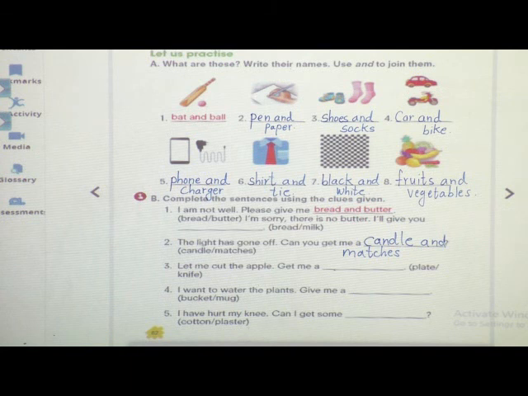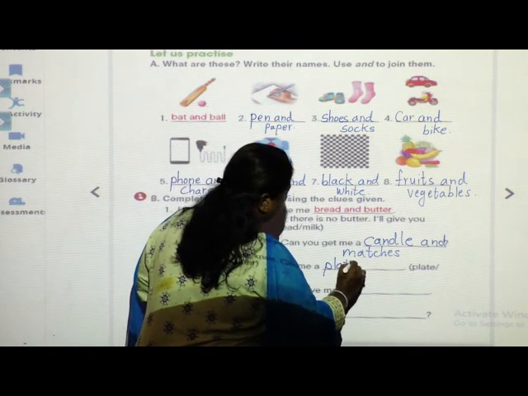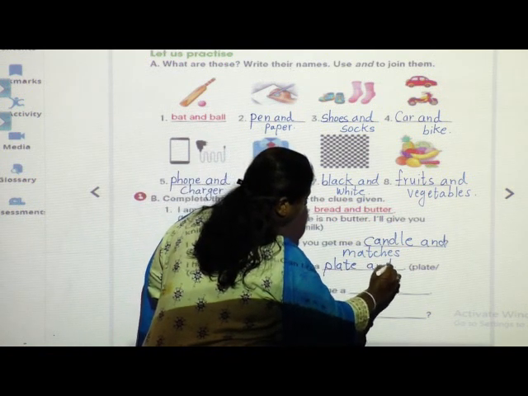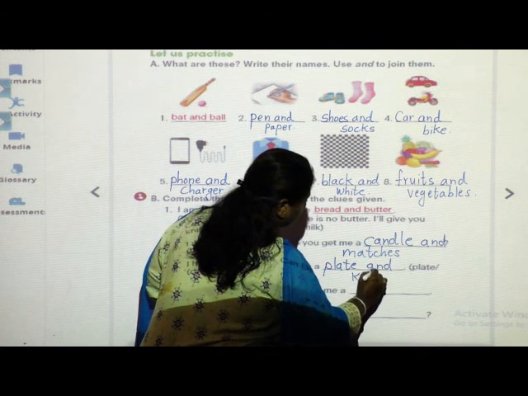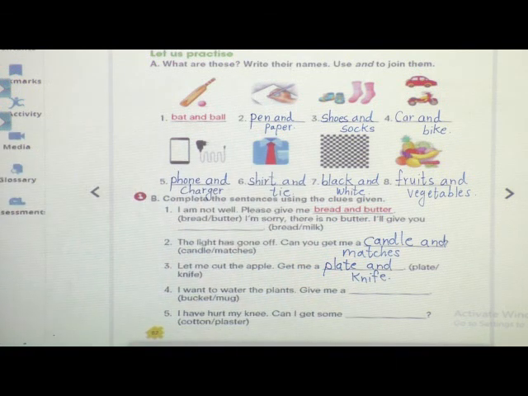The next one, let me cut the apple. Get me a dash, plate or knife. So what will we use, children, to complete that? Plate and knife. So here you have to use plate and knife.